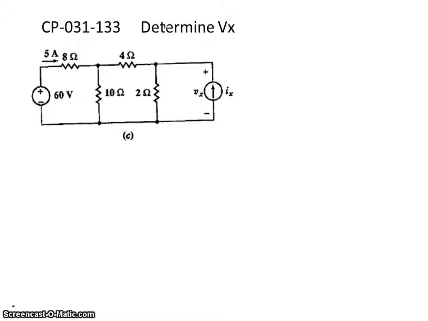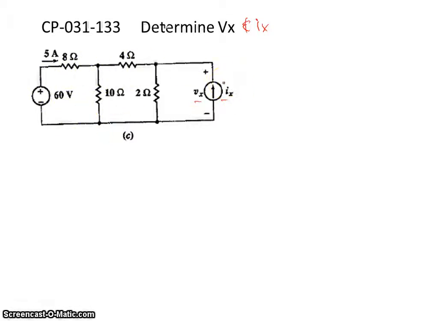Now let's work on part C of problem cp031-133. And again, we want to determine v sub x and I sub x. So v sub x and I sub x are on the right hand side of the circuit, but there's no way I can find any values from the information that I was given. So I have to somehow work my way around until I can actually get those values.